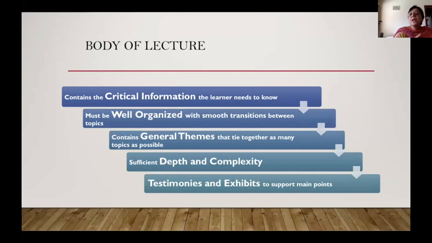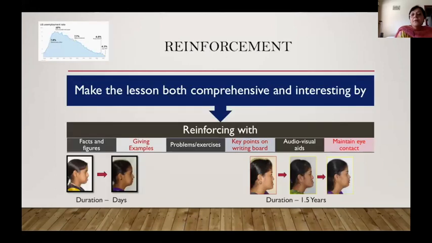Remember, you are speaking in front of examiners. So it should have sufficient depth and complexity. It should not be very superficial or frivolous. And finally, your testimonies and your exhibits. Keep in mind your hierarchy of evidence and bring in your literature references here, and also maybe you can bring in a case report. Finally, please use all the reinforcement that you can use.